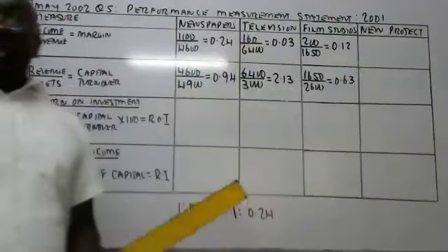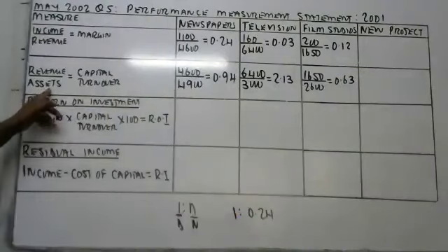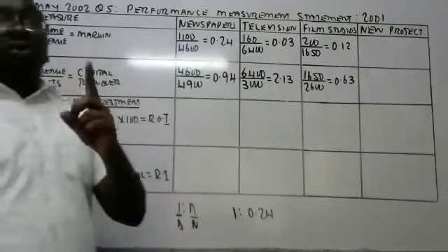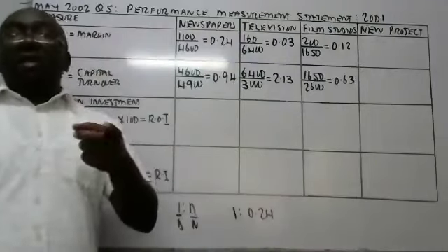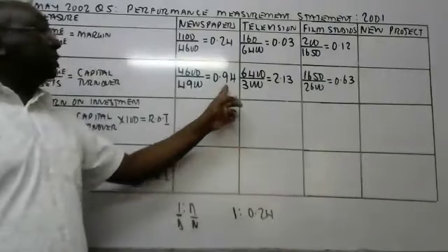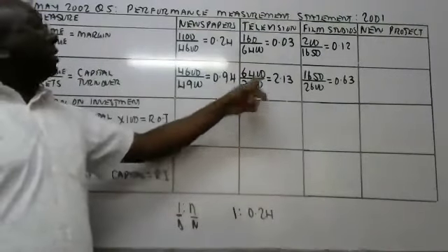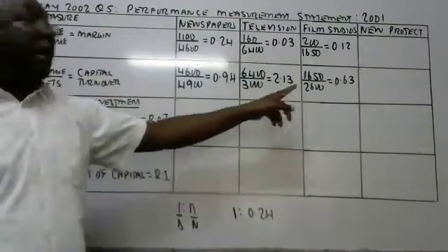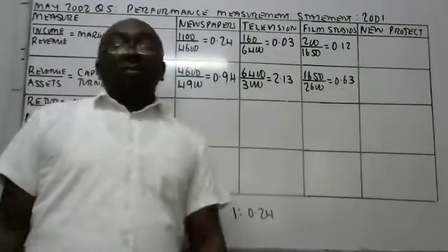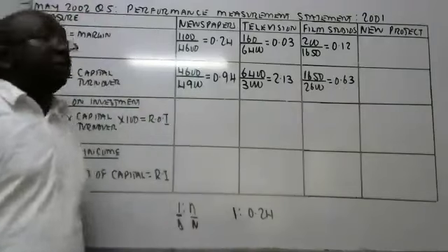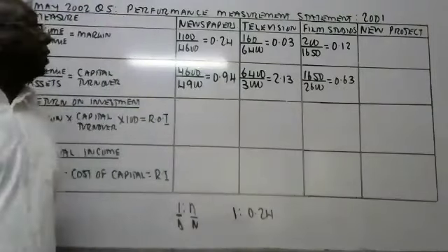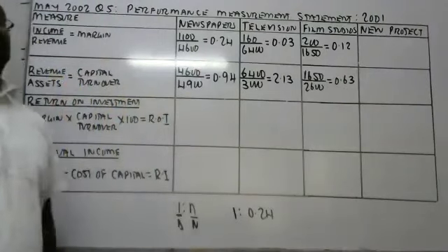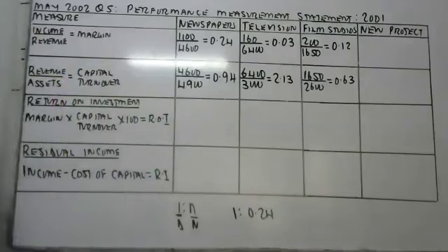So again, the meaning of this, because the denominator is the assets and the numerator is the revenue. It means for every 1 shilling you invest in an asset, that shilling is helping you generate a revenue of 0.94. Here for the TV, it is helping you generate a revenue of 2.13. And here it brings you 0.63. So your shilling should be invested where? In the television, if you are making a decision purely based on capital turnover. That's the meaning.